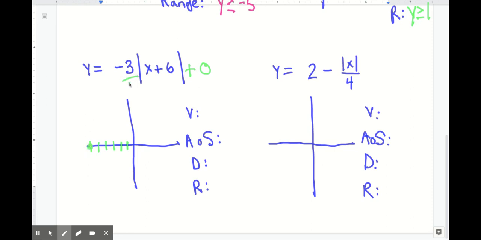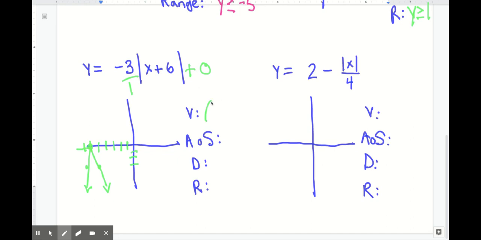I have a -3/1 for my slope. So from my vertex I'm going to go down 3/1 units. Negative absolute values are upside down V's. So I go down 3/1 this way. This is still my vertex, so I go down 3/1 the other way. And I'm going to get a graph that looks something like this.